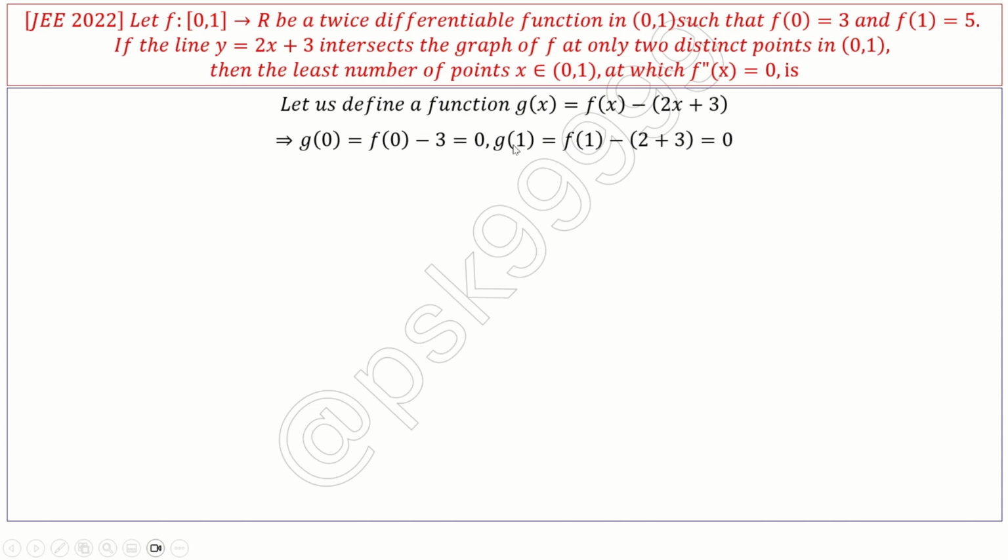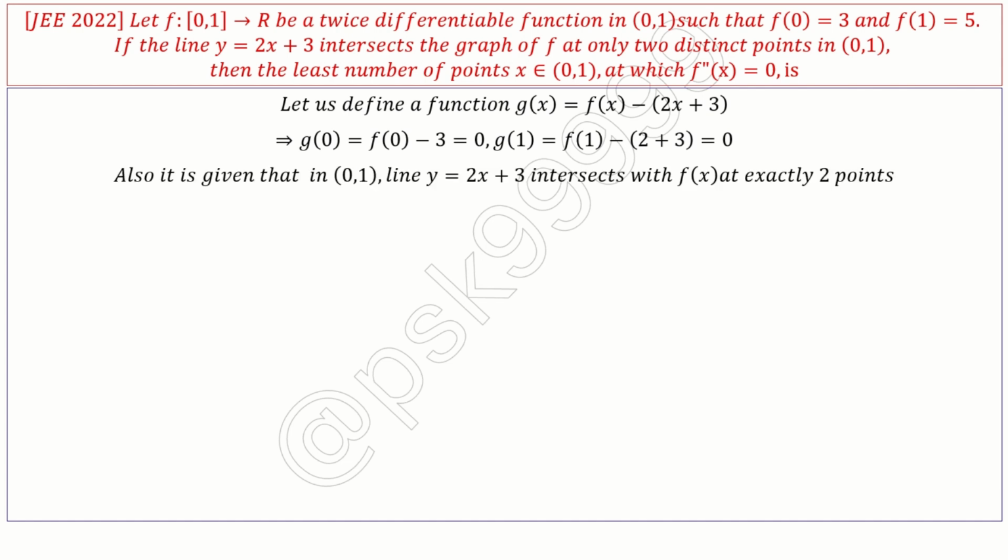So this line actually not only intersects between 0 and 1, it is also intersecting at the endpoints. Okay, 0 and 1. This is good information. That means this line is actually intersecting with f of x at 4 points, including 0 and 1. Correct? That is the most important thing you should know.